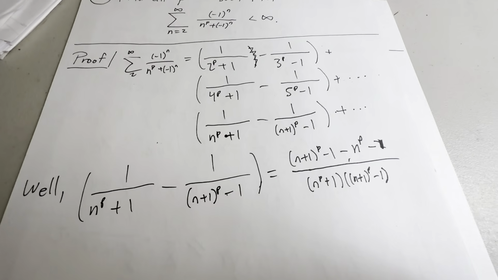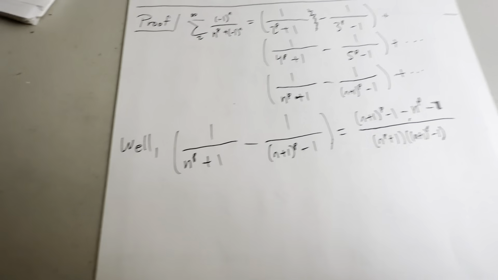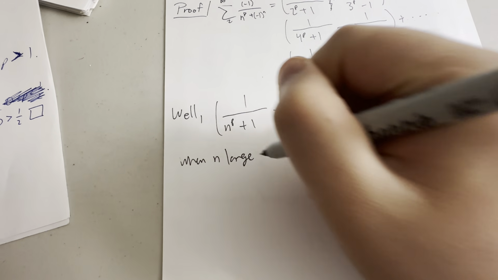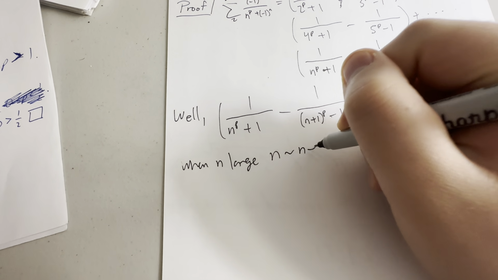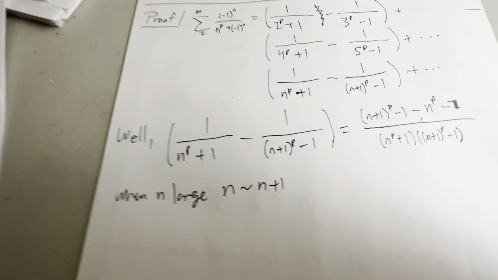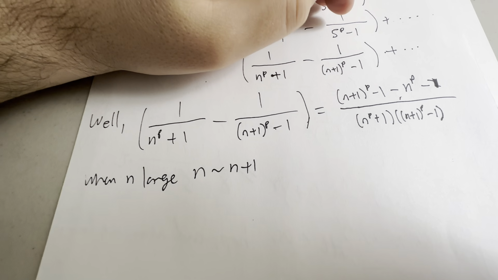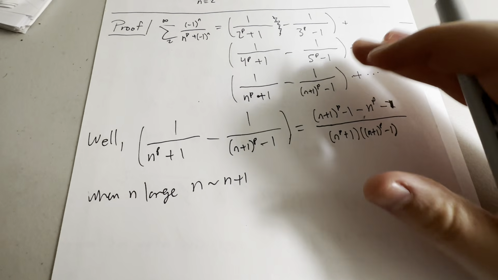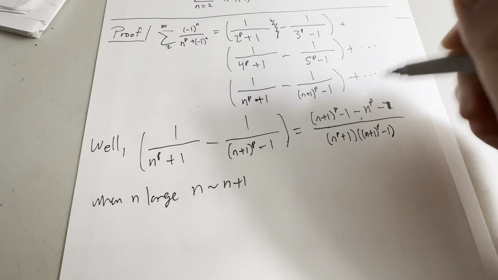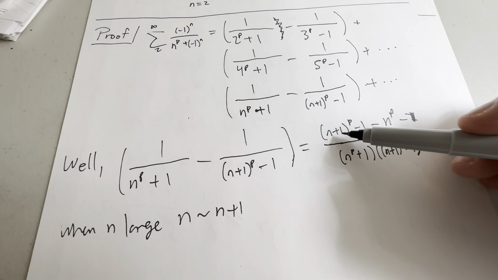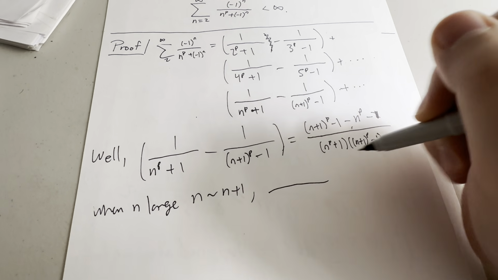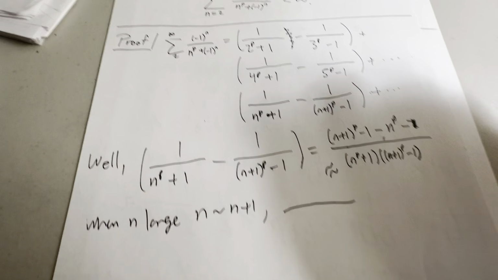Okay, what happens when n gets large? When n is large, n is comparable to n plus 1. I don't know if that's the right notation for that. What I'm saying is there's not much difference between a billion and a billion plus 1, so they kind of behave the same asymptotically. And so when we rewrite this, n plus 1 behaves like n, so it cancels with that guy. So we end up with this approximation.